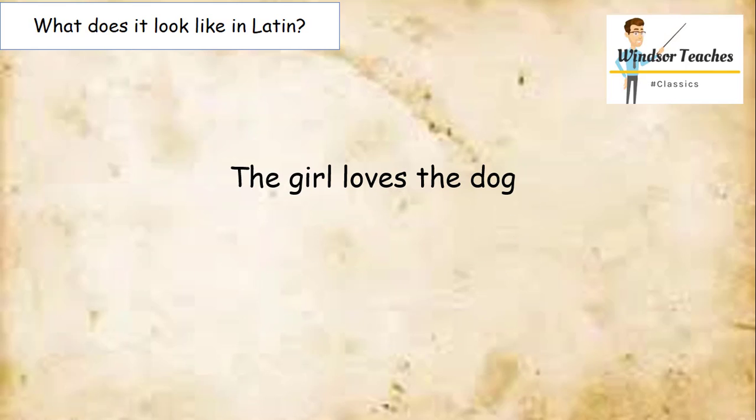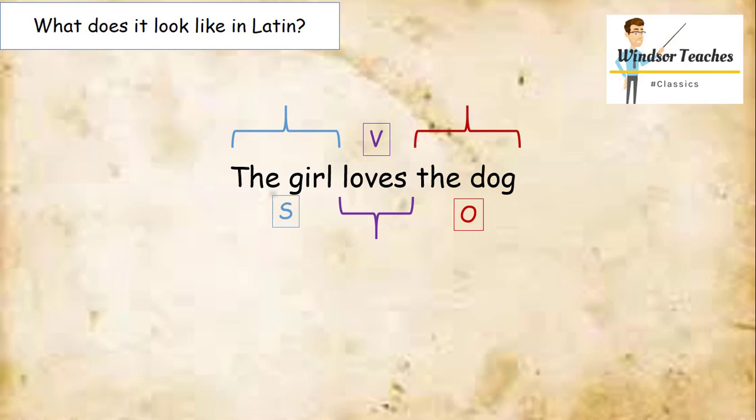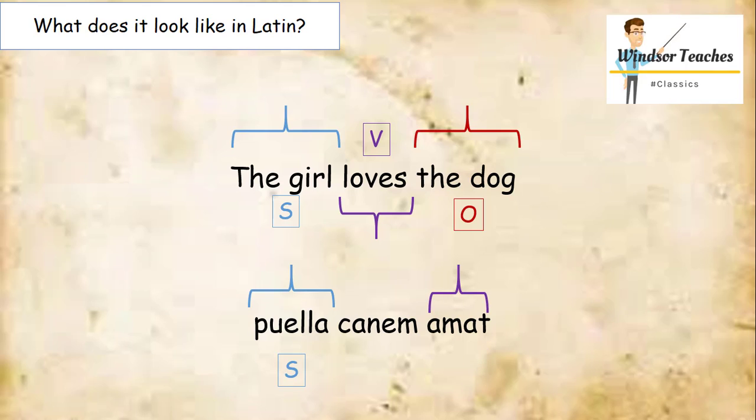So let's have a look at this in a little bit more detail. So the girl we decided was the subject, loves the verb, and the dog is the object. So subject, verb, and object like this. If we were to change this now into Latin, puella canem amat, we would still have the subject, puella, the girl, which is the subject. We would have amat, which is the verb, and we would have canem, the dog, which is still the object.